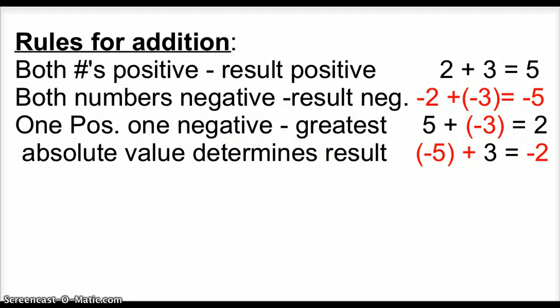If both numbers are negative, then the result is always going to be negative when you're adding them together. If you have one positive and one negative number that you're adding together, the greatest absolute value will determine the result. So if the absolute value of the negative number is the largest, your number will end up being negative. If the absolute value of the positive number is the largest, your answer will end up being positive. And again, I have some examples here on the right hand side.